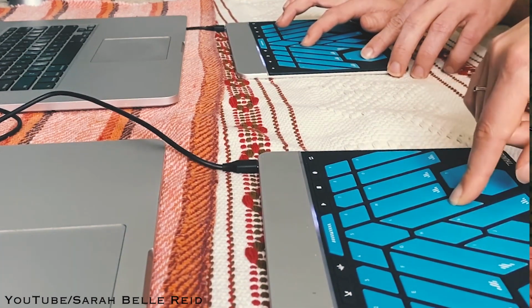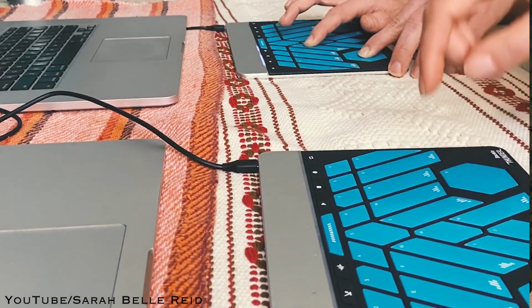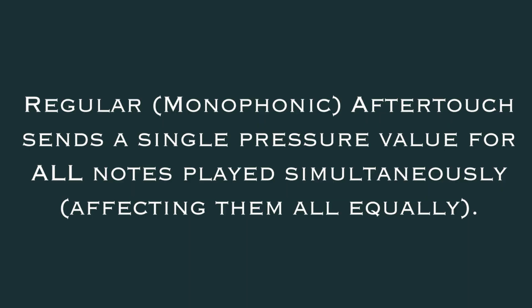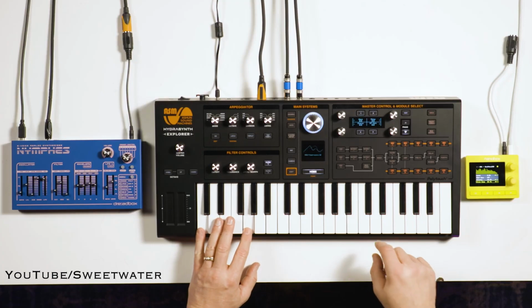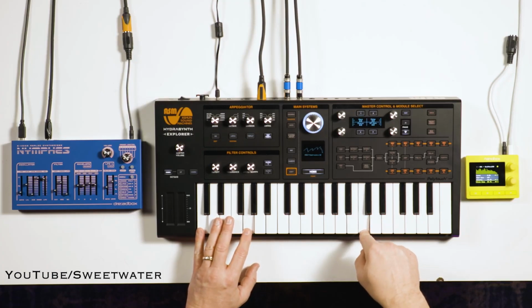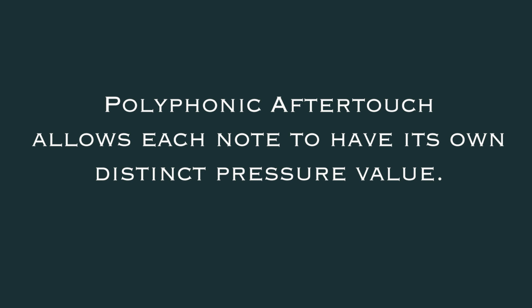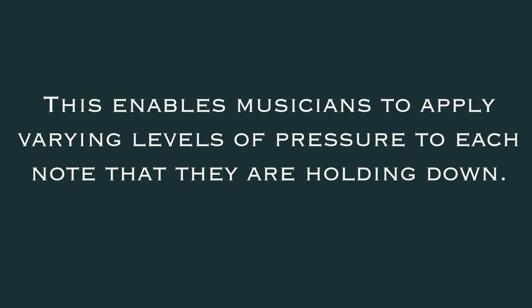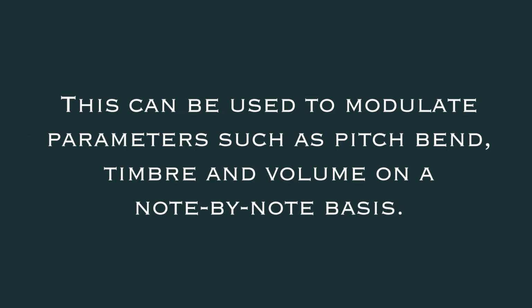2, polyphonic aftertouch. MPE introduces the concept of polyphonic aftertouch, also known as per note aftertouch. Regular aftertouch sends a single pressure value for all notes played simultaneously, affecting them all equally. Polyphonic aftertouch, on the other hand, allows each note to have its own distinct pressure value, enabling musicians to apply varying levels of pressure to each note they are holding down. This can be used to modulate parameters like pitch bend, timbre, and volume on a note-by-note basis.